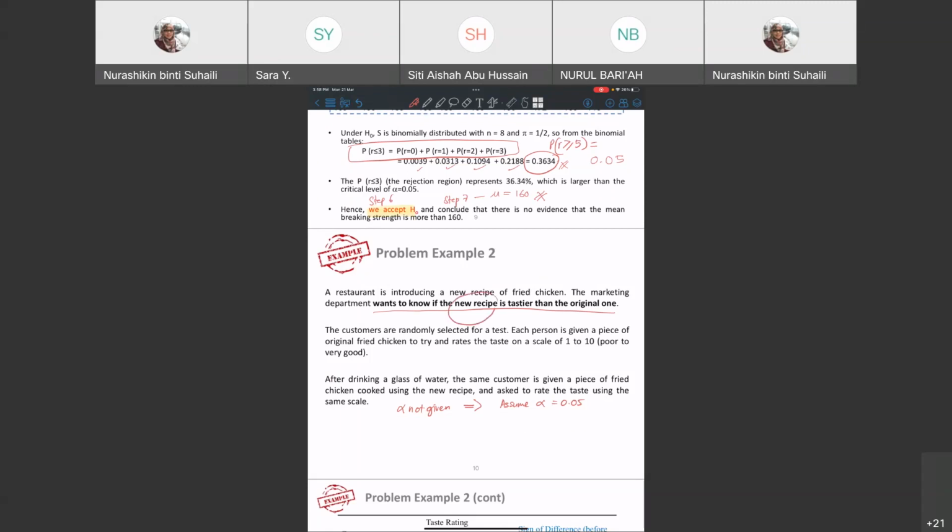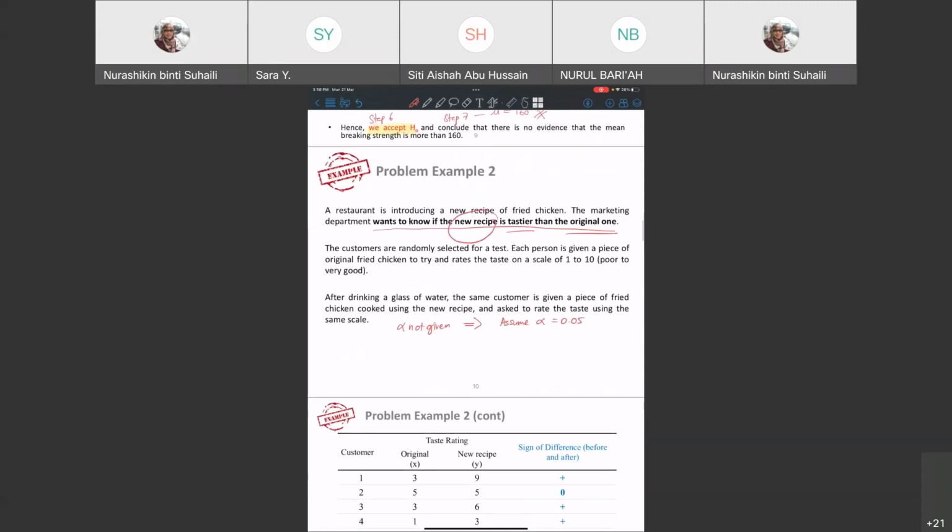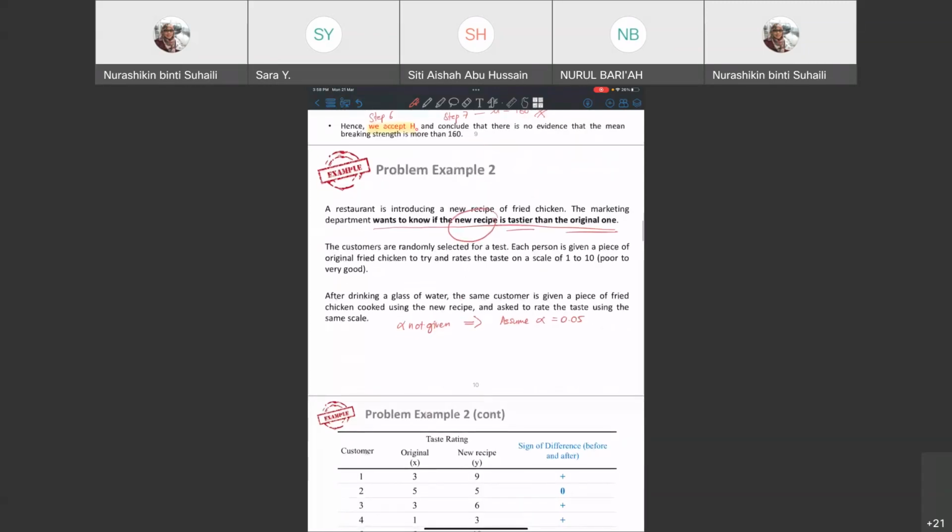The new recipe is tastier than the original one. So this one is rating, right? Rating means the higher, the bigger, the better, isn't it? So it means we want to say that the score of mu y. Now you have to assign mu x, mu y, right? So the hypothesis is step 1.